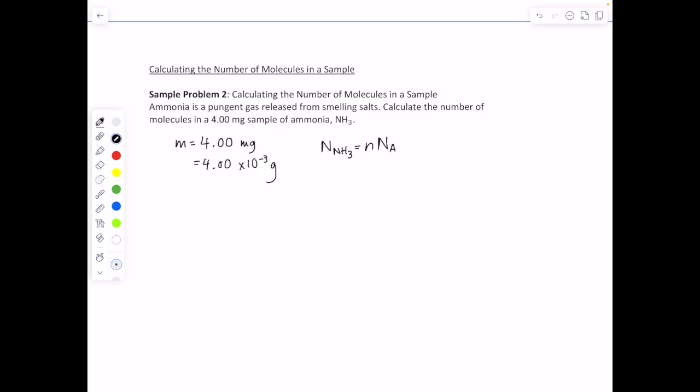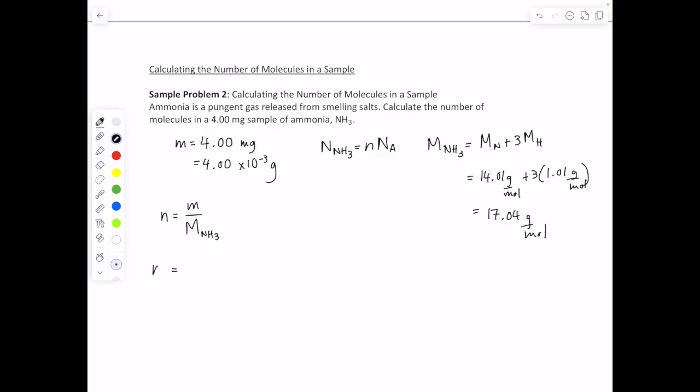To find the number of moles, we're going to use mass over molar mass. So we need the molar mass of ammonia. And the molar mass of ammonia is the molar mass of nitrogen plus 3 times the molar mass of hydrogen. That is 14.01 grams per mole for nitrogen plus 1.01 grams per mole times 3 for hydrogen. So the molar mass of ammonia is 17.04 grams per mole.